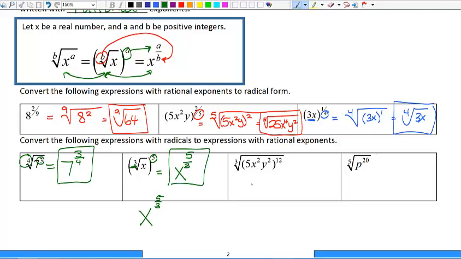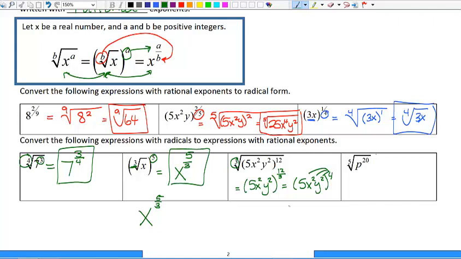Alright, on the next problem we still have this 5x squared y squared as the base, and it's being raised to the 12, and this 3 index is going to be my denominator. Now on the previous two, 3/4 and 5/3 couldn't reduce, but 12/3 can. 12/3 reduces to 4. And then I can raise all of the terms to the 4 to finish us off.